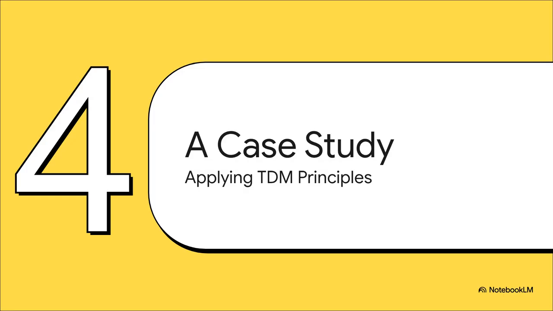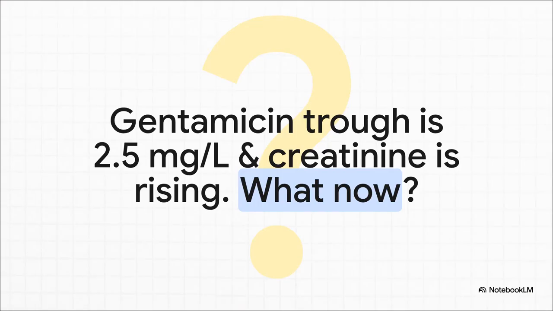Theory is one thing, but TDM's real power shines through in practice. So let's walk through a pretty high-stakes clinical case to see exactly how this data lets us make smart decisions when it really counts. Okay, here's the setup. You're covering a 68-year-old patient with urosepsis who's on gentamicin. It's day 3 of the treatment. You notice the creatinine is climbing, up from 1.1 to 1.7.